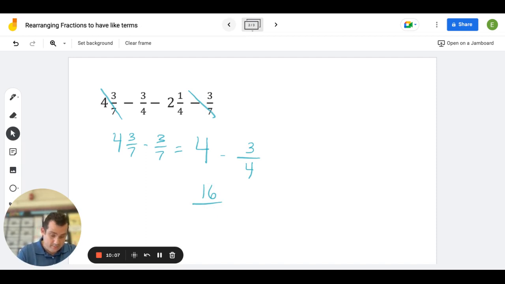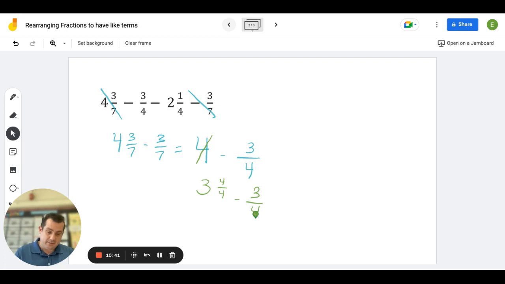Or we could say, wait, 4 wholes minus 3/4. I have to cross out 4 wholes, make it 3 wholes, and then I took away 1 whole. And how could I add the 1 whole to my 3/4? I have to add 4/4. So it's really 3 and 4/4, all right, minus now 3/4.